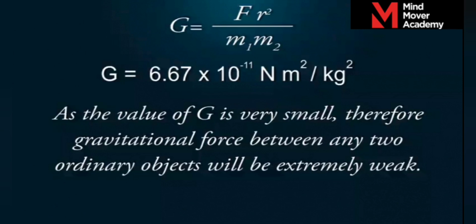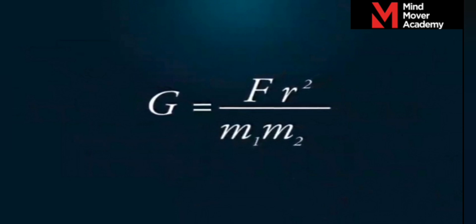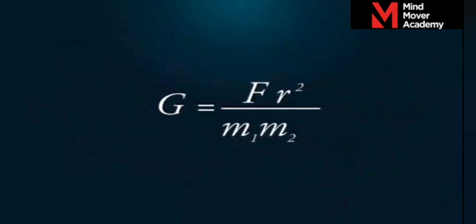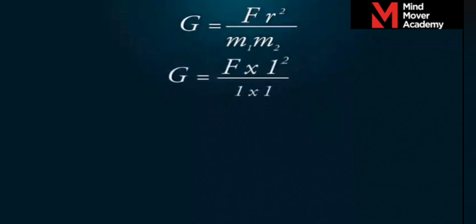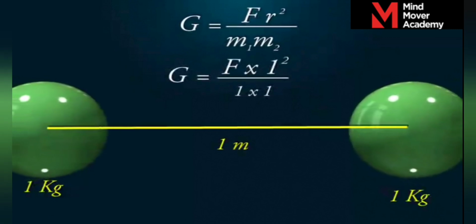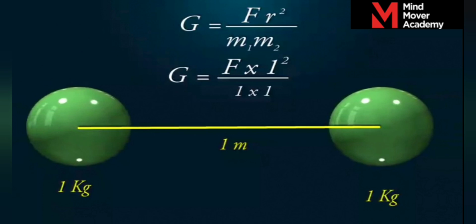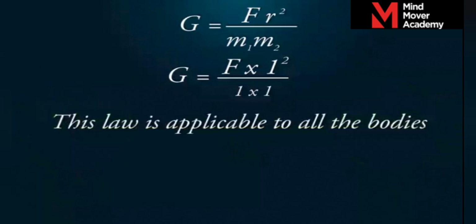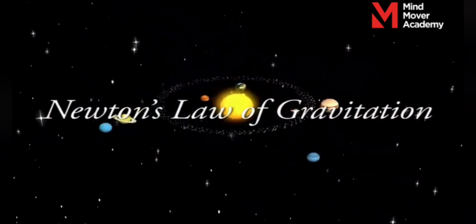From the above, we can say that the universal gravitational constant G is numerically equal to the gravitational force of attraction between two bodies, each of 1 kg mass and kept at a distance of 1 meter from each other. This law is applicable to all the bodies having mass, so it is called Newton's law of gravitation.